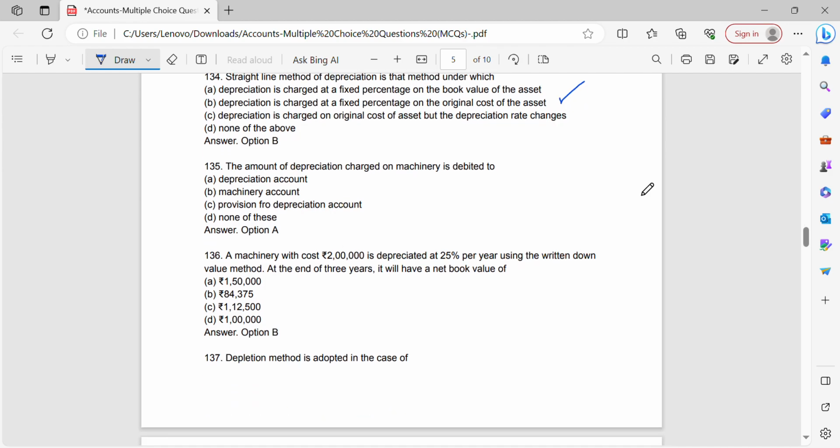The amount of depreciation charged on machinery is debited to A depreciation account, B machinery account, C provision for depreciation account, D none of this. Answer to the question is A, depreciation account. The next question is a machinery with cost 2 lakh is depreciated at 25% per year using the written down value method. At the end of these 3 years, it will have a net book value of option A 1,50,000, option B 84,375, option C 1,12,500, option D 1 lakh. The answer to the question is option B, 84,375.